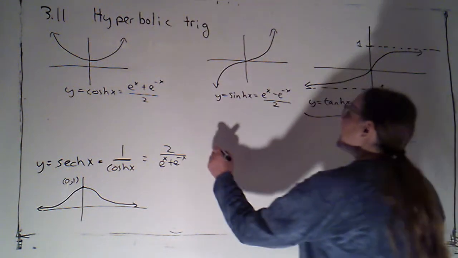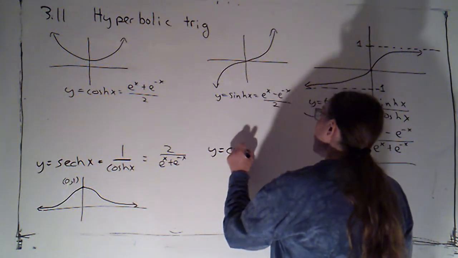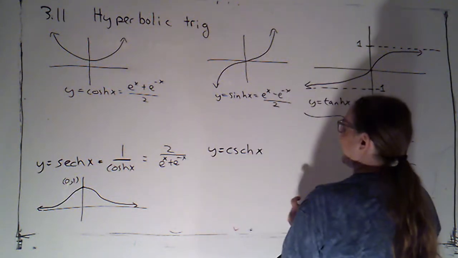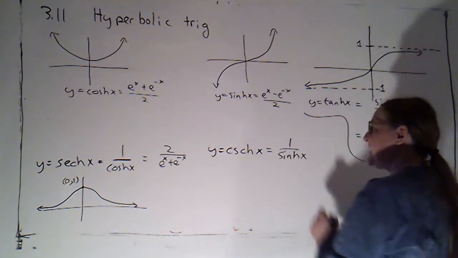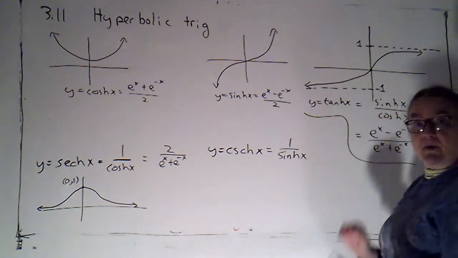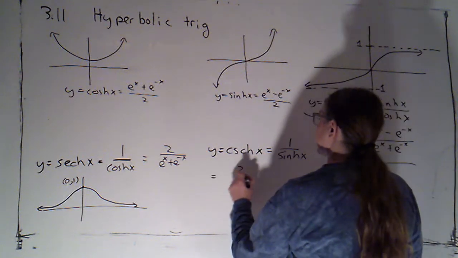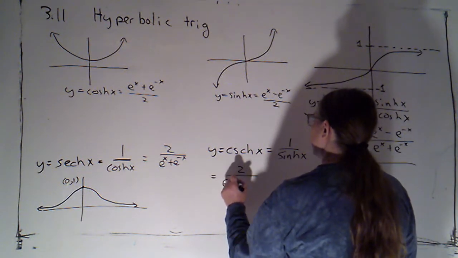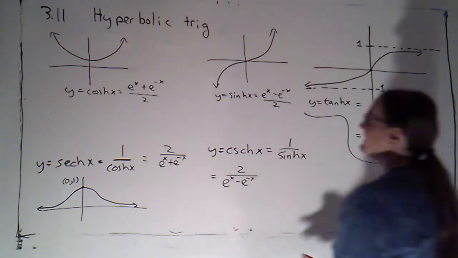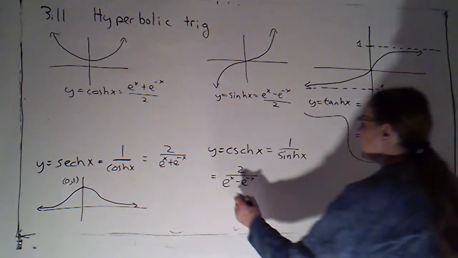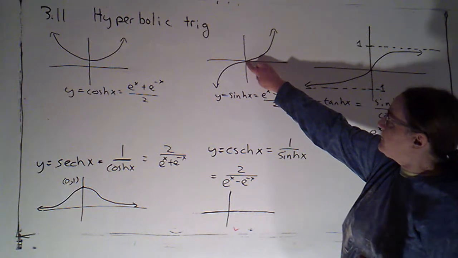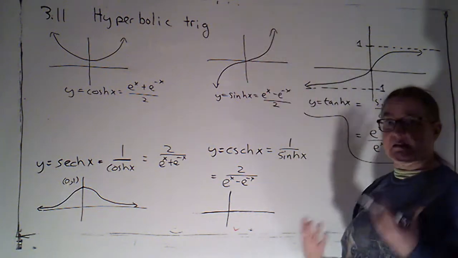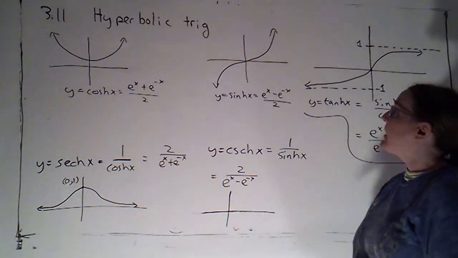Okay. Then we've got y equals cosech of x. We can define that as the reciprocal of sinh. And of course, if we want to write that in terms of the exponential function, that just means it's 2 over e to the x minus e to the negative x. Now, if I were to graph that, I can see it's not going to be defined at 0 because I can't take the reciprocal of 0.